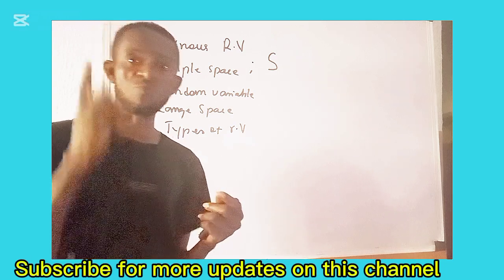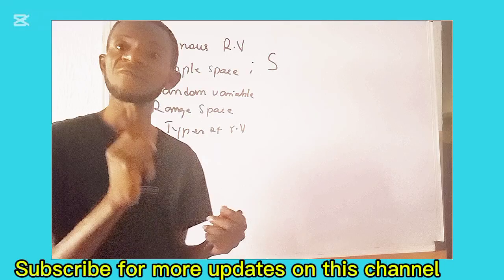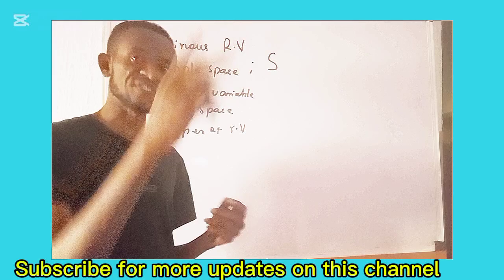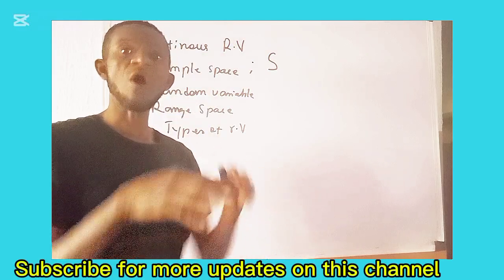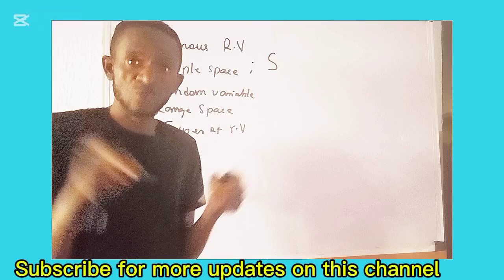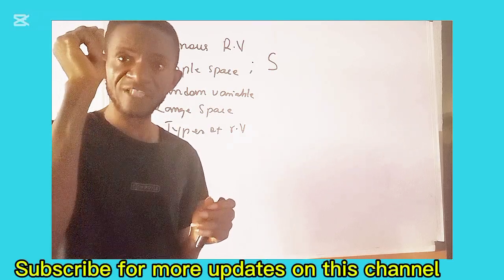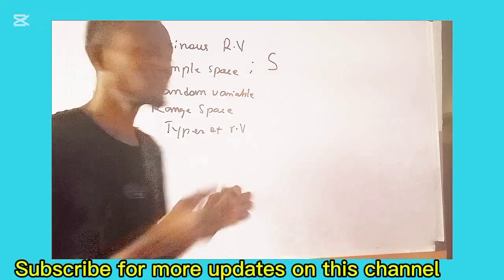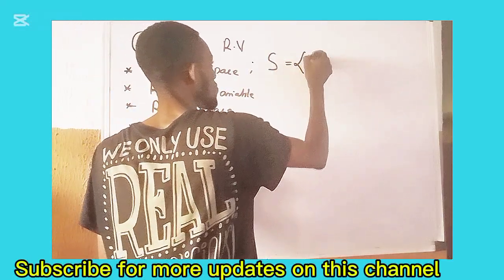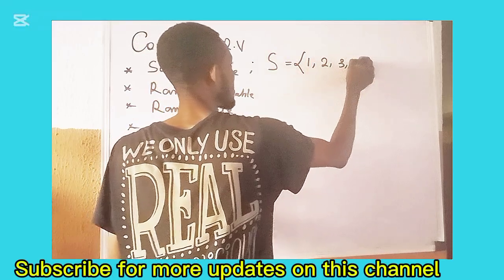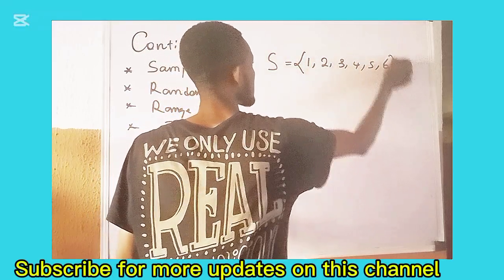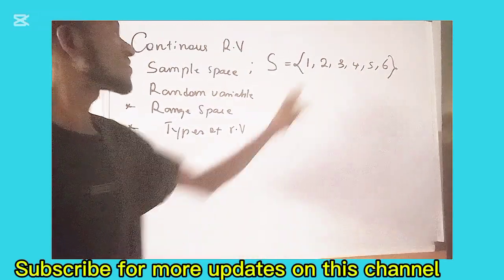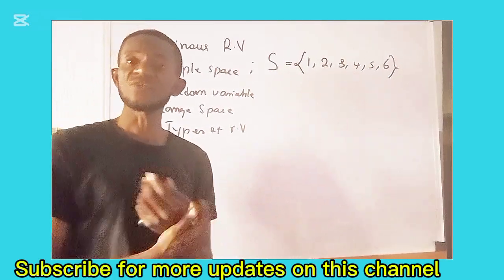Therefore, 1 is an outcome of a roll of what? Of a die. 2 is an outcome of a roll of what? Of a die, down to 6. A set containing all these possible values or possible outcomes of this random experiment, roll of a die, is what we call a sample space. And therefore, in this context, it is going to be given as 1, 2, 3, 4, 5, 6. These are all the possible outcomes that are seen when a die is rolled.